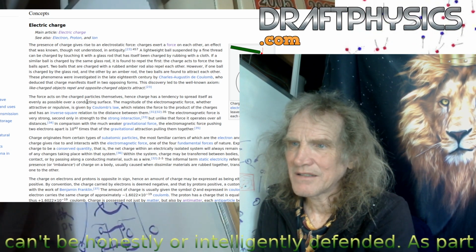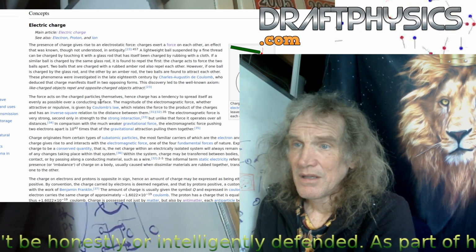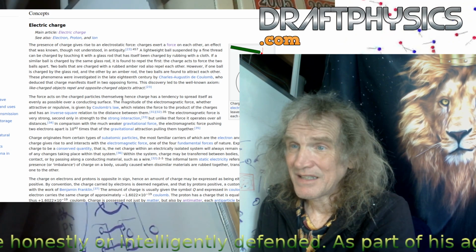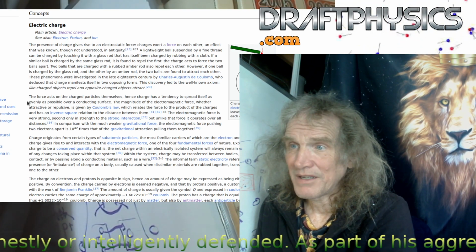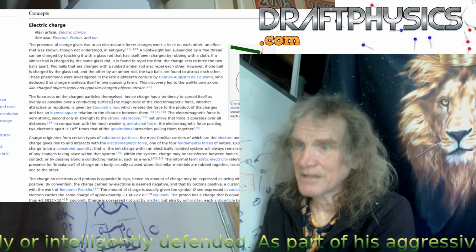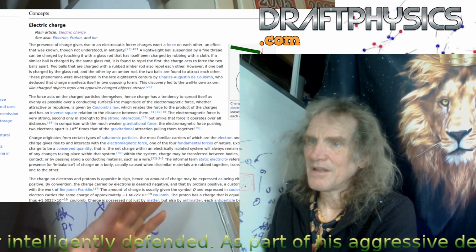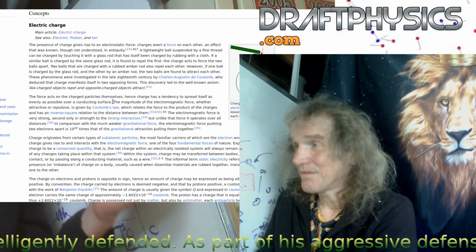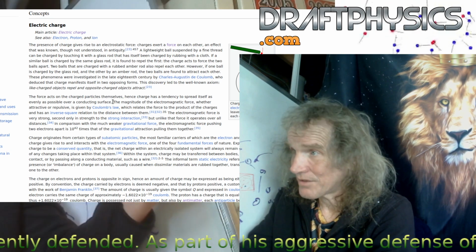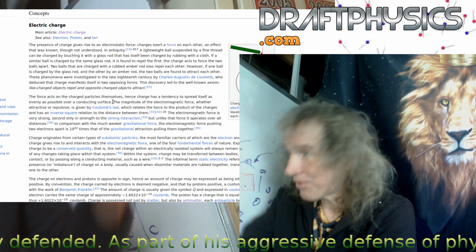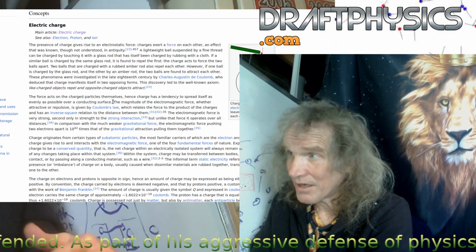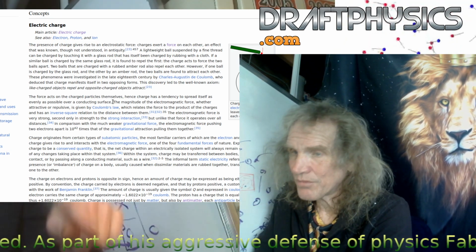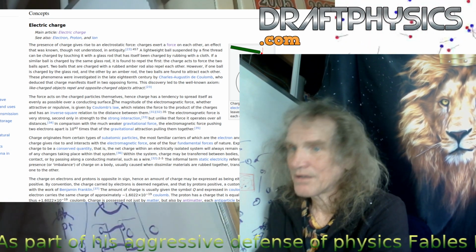The force acts on the charged particles themselves. Hence, charge has a tendency to spread itself as evenly as possible over a conducting surface. So over a conducting surface, the electrons, the extra ones, are always going to end up being on the outside. But the pressure will spread into the conductor. And so the voltage, the pressure, will be throughout the entire conductor.